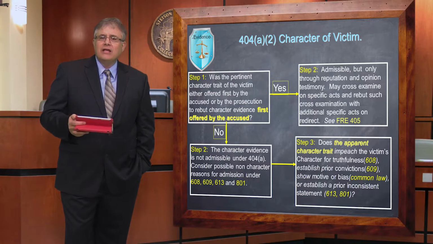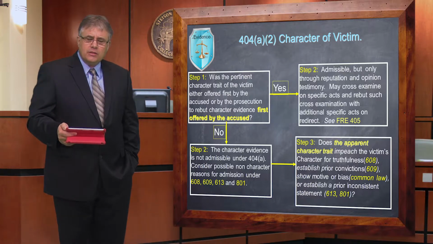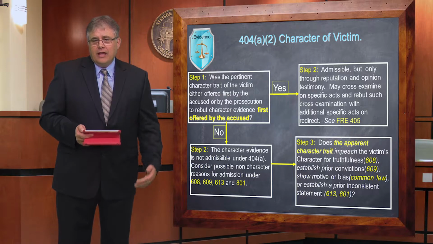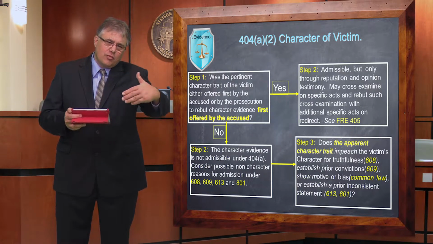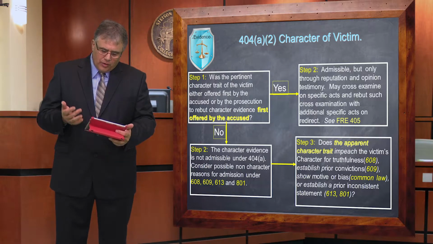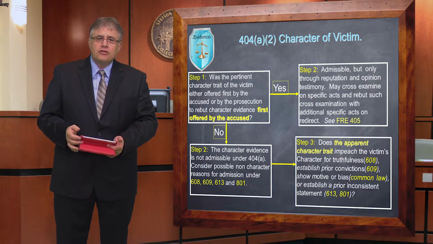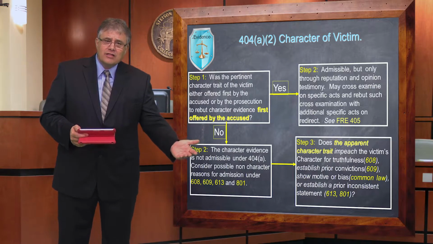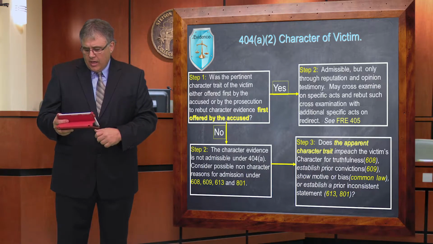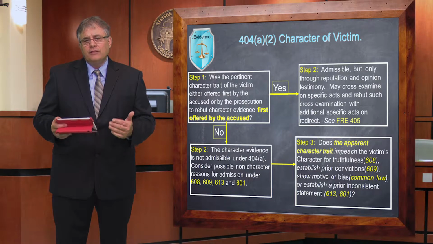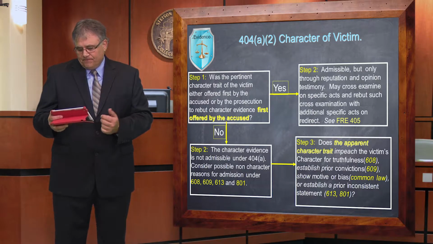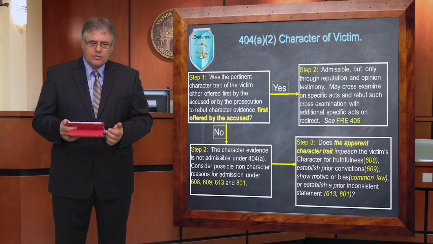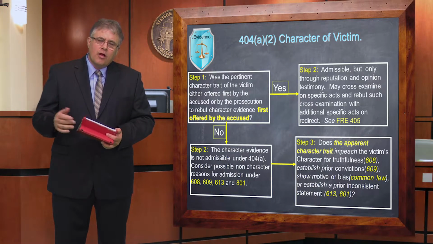I can go and look at the other theories of impeachment that are available to me for any witness, and I can try to get that character testimony shoehorned into an appropriate level. And examples include character for truthfulness under 608, prior convictions under 609, prior inconsistent statements under 613, common law bias, motive to lie, and then, of course, impeachment on a non-collateral matter.